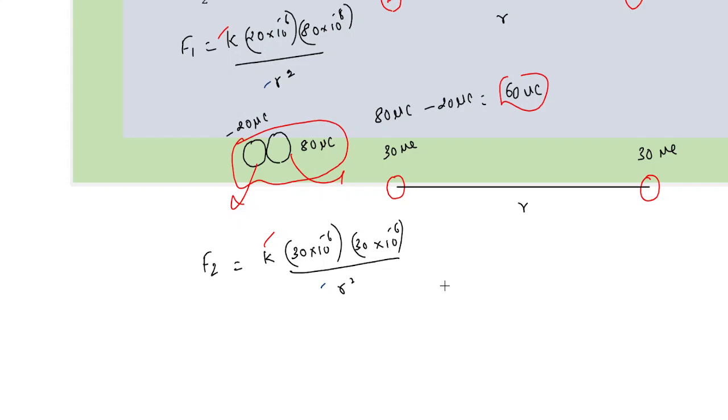Finally, what remains would be F1 by F2 is equal to 20 into 80 by 30 into 30. From here, the zeros get cancelled. So what remains would be 16 by 9. So the force in this case has changed. The ratio now becomes 16:9.